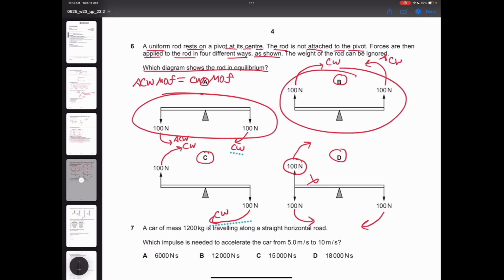Just think about it. If you're applying forces like this, then the platform will fly away. Think about it. That is why B is the incorrect answer. A is the correct answer.